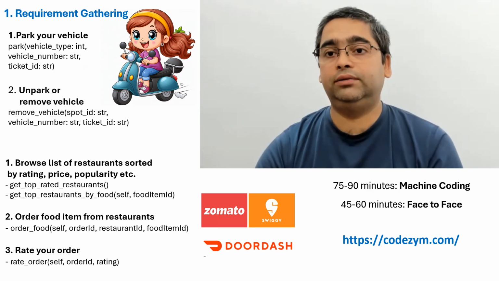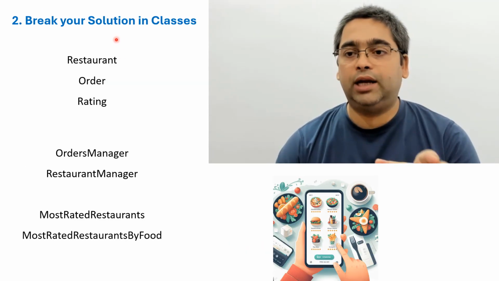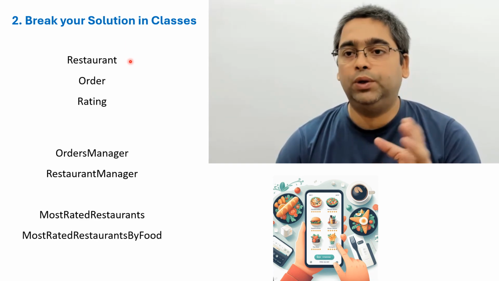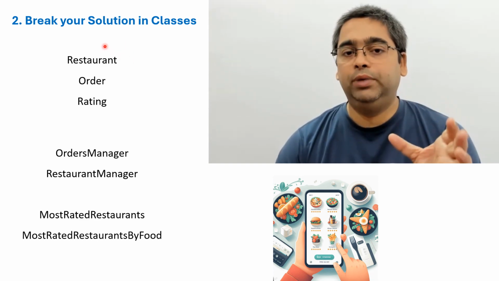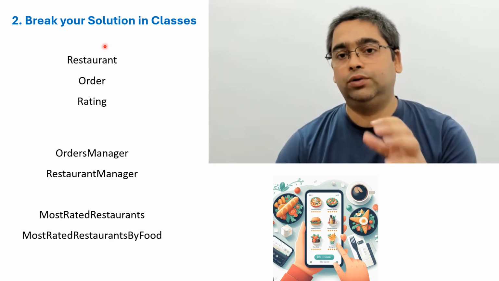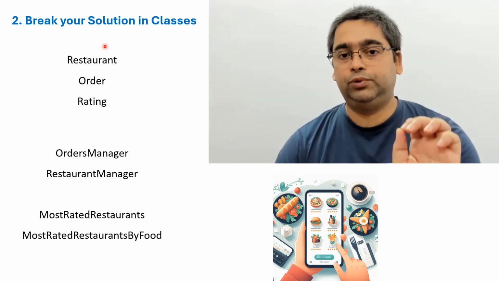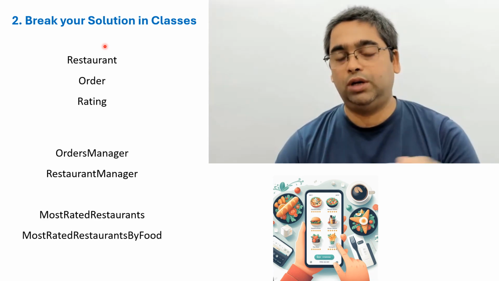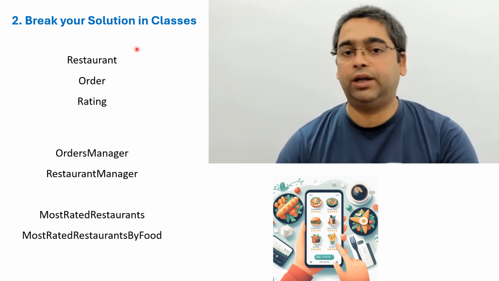Let's get ahead. After you are done with the requirements and you have picked which functionalities you are going to discuss with your interviewer, the next step is you will be required to break your overall solution into different classes. So what you do in this step is you start bottom up. You start with the classes which do not depend on any other classes. Typically, these will be your entity or data classes.